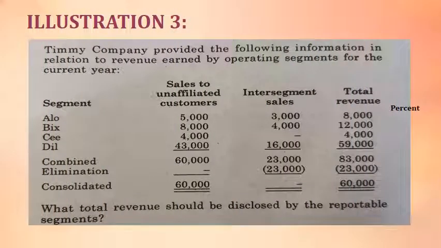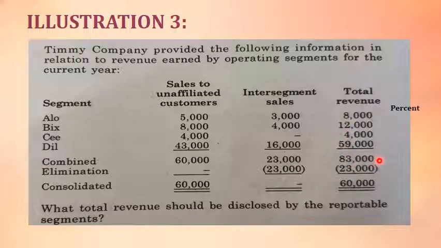Next illustration about Timmy Company. So, Timmy Company provided the following information in relation to revenue earned by operating segments for the current year. So, ang tanong dito is, what total revenue should be disclosed by the reportable segments? Sabi, di ba, is i-disclose natin yung sales kasama na yung intersegment. Okay, sales. At yung sales natin sa outside customer or external customers. So, eto yon. Total revenue yung titignan natin.